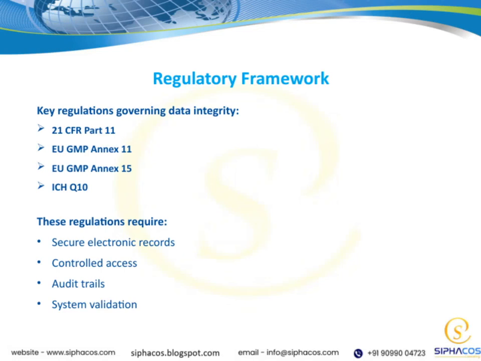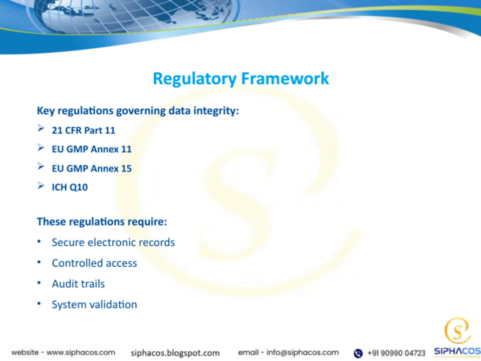Let's take a closer look at the regulatory framework that governs data integrity. When it comes to key regulations, we have 21 CFR Part 11, which is a major regulation in the United States that sets the standards for electronic records and signatures. Moving over to Europe, we see EU GMP Annex 11, which provides similar guidance for electronic systems used in manufacturing and quality control. Additionally, EU GMP Annex 15 focuses on validation and qualification of systems, ensuring they meet quality standards. And then there's ICH Q10, which offers a comprehensive pharmaceutical quality system guideline applicable globally.